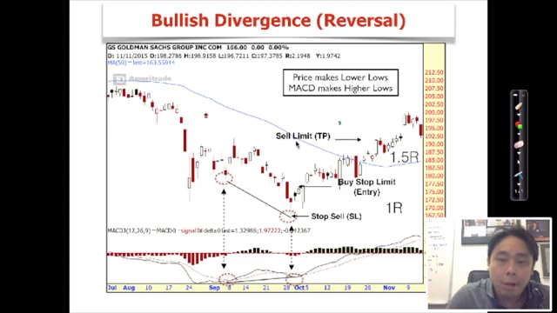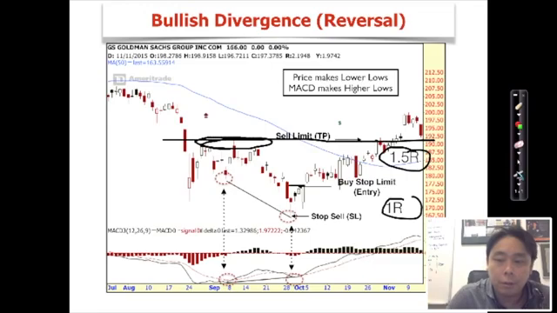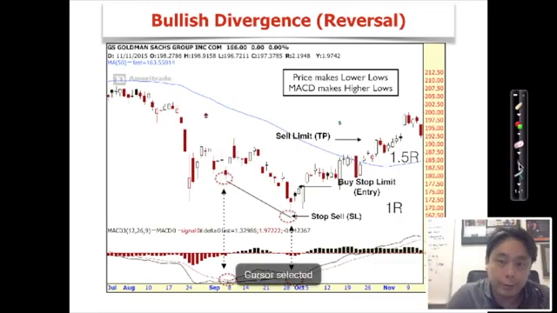Or you could also put your target price at the previous swing high resistance level over here. Okay, so make sure it got at least 1 is to 1.5. Cool? That's how you do it.